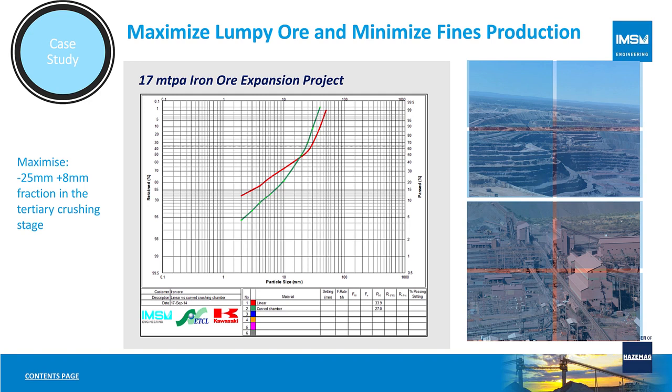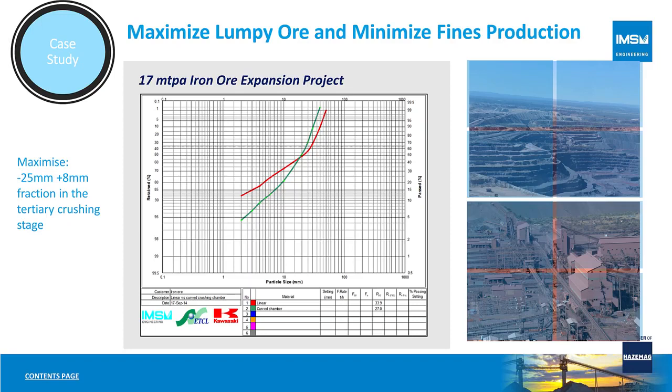So when they planned to expand their operation, one of the main objectives in the tertiary crushing stage was to maximize this lumpy ore and minimize the fines. The red curve was the particle size distribution achieved from the existing crushers. You'll notice there's quite a significant amount of fines in that product size distribution. And the aim was to reduce the oversize to ensure that in one passing they have as much -25, but not increase the amount of fines, actually reduce the amount of fines.